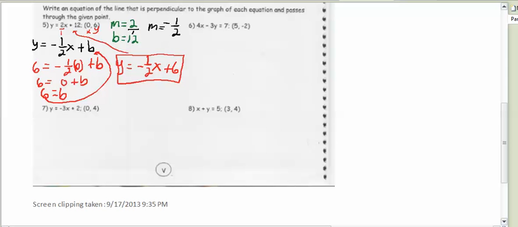Number 6. Number 6 is not as nice. It requires a little bit of work to get it in the slope-intercept form. So sometimes you have to do work, sometimes you don't. So we're going to take our 4x minus 3y is equal to 7. Putting it in slope-intercept form, we're going to subtract 4x from both sides. We have negative 3y. I'm going to move the negative 4x in front, plus 7. Divide by negative 3.